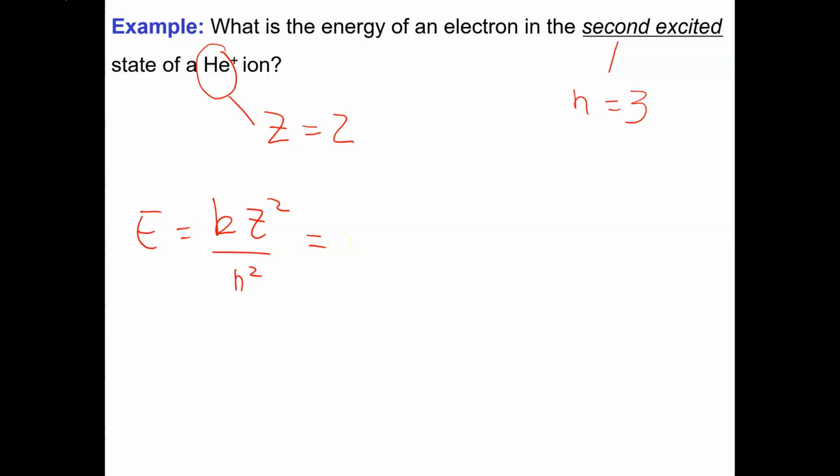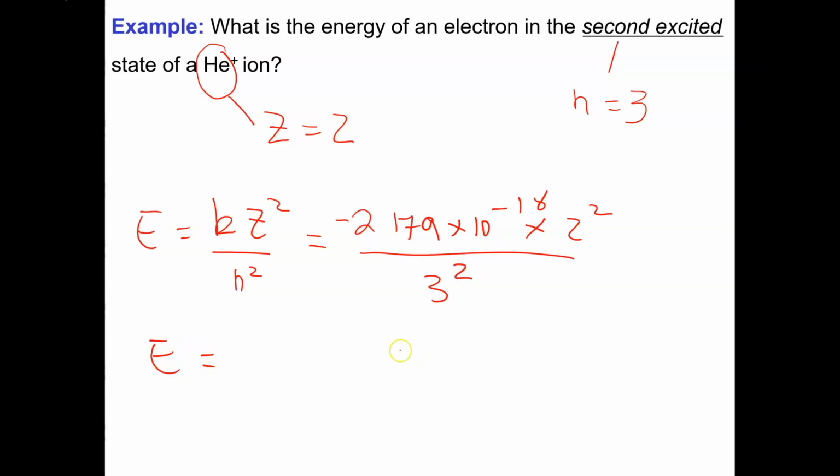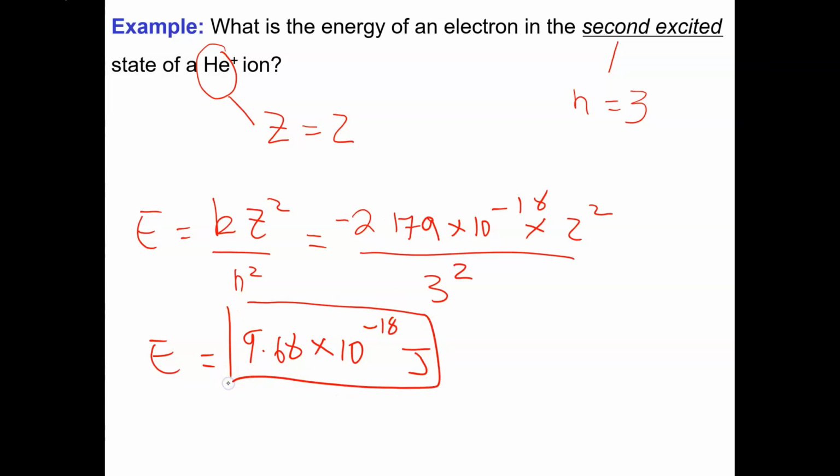So here we are, let's see what we've got. We've got 2.179 times 10 to the minus 18, that's minus there, times 2 squared or 4 over 3 squared, and so the energy equals, and this will be in joules, it's going to be a small number. Let's see what we get here. So it ends up being 9.68 times 10 to the minus 18 joules, if I entered that into the calculator correctly. Okay, so we've extended the Bohr model out to other things that have only one electron.